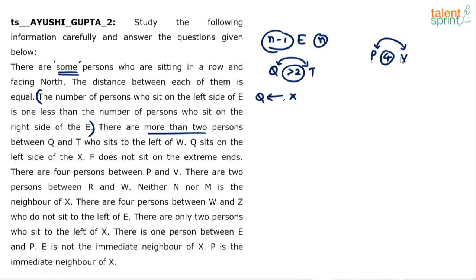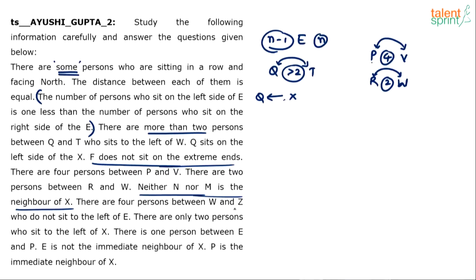Right? Then there are 2 persons between R and W. You know, it's always easy to make such representations: R dash dash W or W dash dash R. Neither M nor N is the neighbor of X. That again is important, right? F does not sit at the extreme end was 1 point. Then neither M nor N is the neighbor of X.